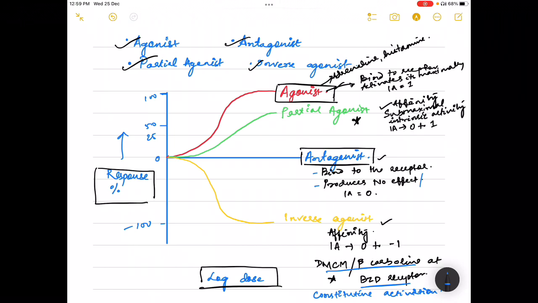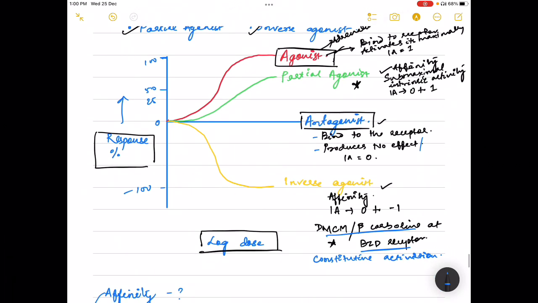And what are the examples? For partial agonists, the example is pindolol at beta 1 receptors. For antagonists, there are a variety of examples like atropine at muscarinic receptors, etc. And for inverse agonist, the example is beta carboline at benzodiazepine receptor.